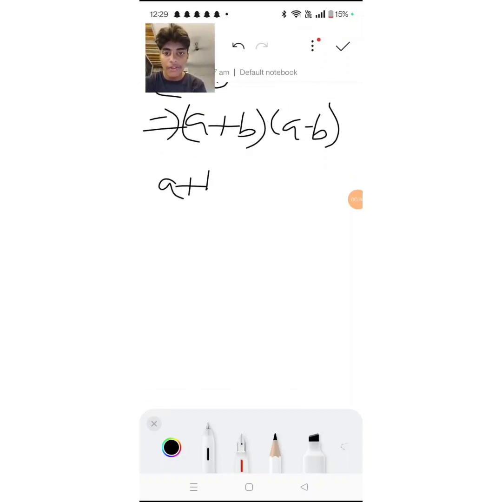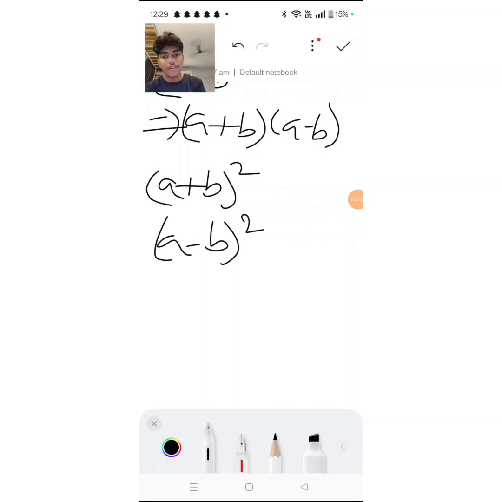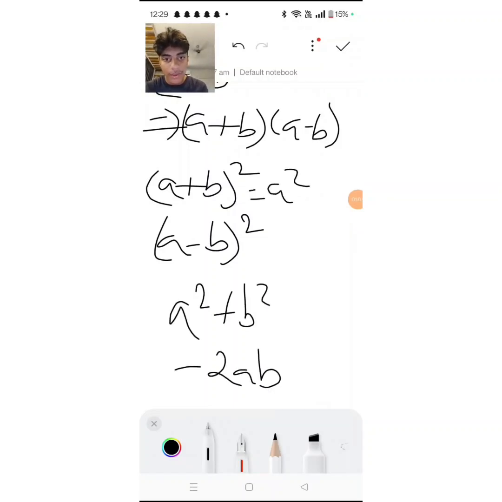Now it is a plus b the whole square and a minus b the whole square. Both of them are the same. It's just that when you have a minus b the whole square, it's a square plus b square minus 2ab. And here we have a square plus b square plus 2ab. These are very important identities that you need to remember.